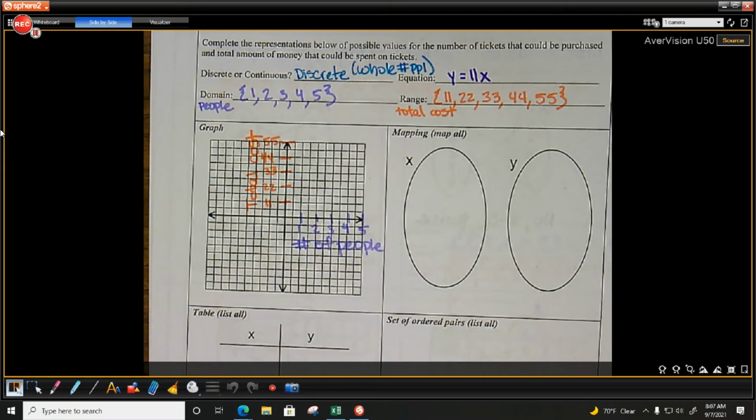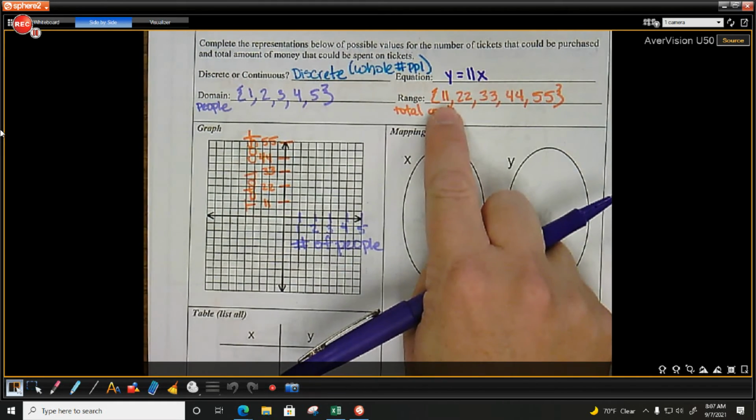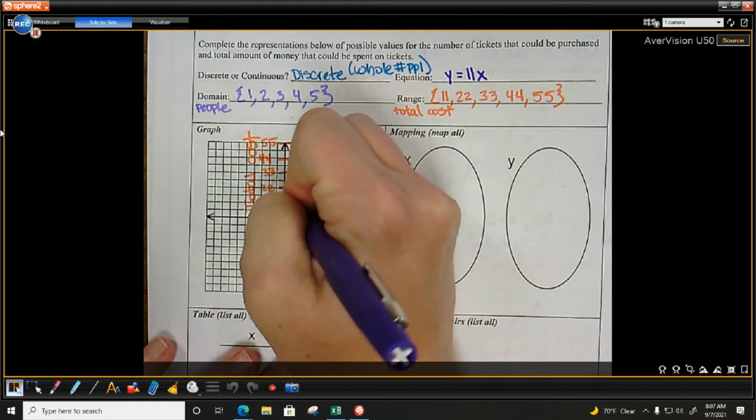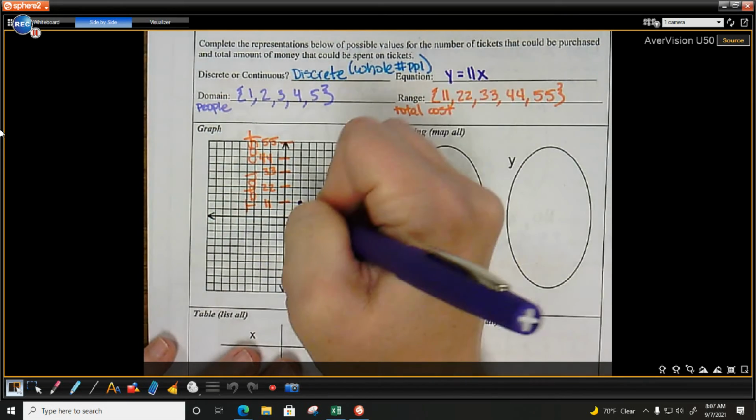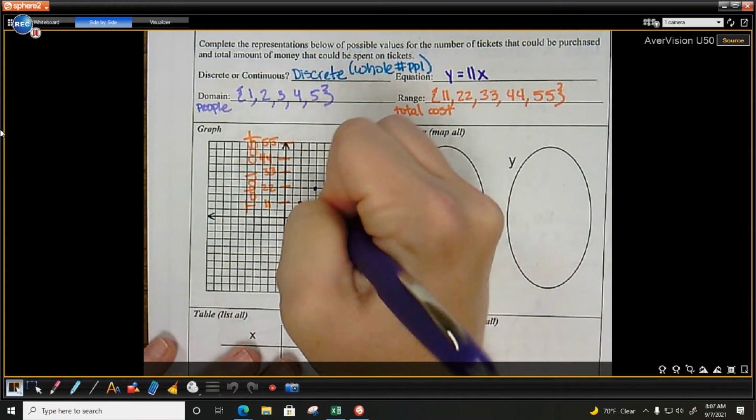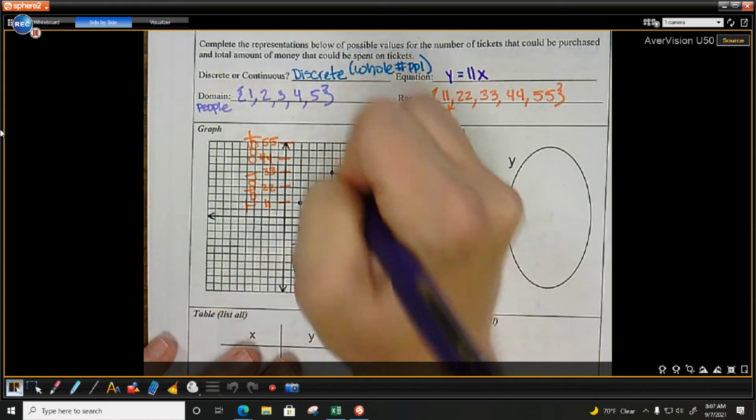Are we okay with how I labeled my graph? You need to have your x-axis labeled and your y-axis labeled with words, meaning what they represent, and then you need to have them dash marked out by what you're counting by. Okay? So now we are going to put our points. If I have one person going, it's how much? So one person, $11. Two people is $22, 3 people, 4 people, and 5 people.